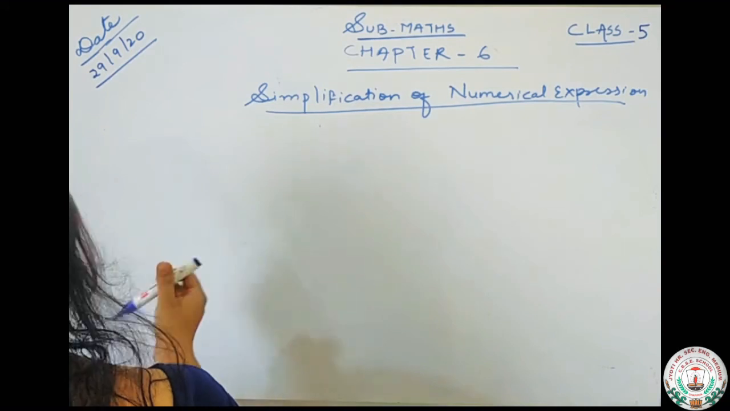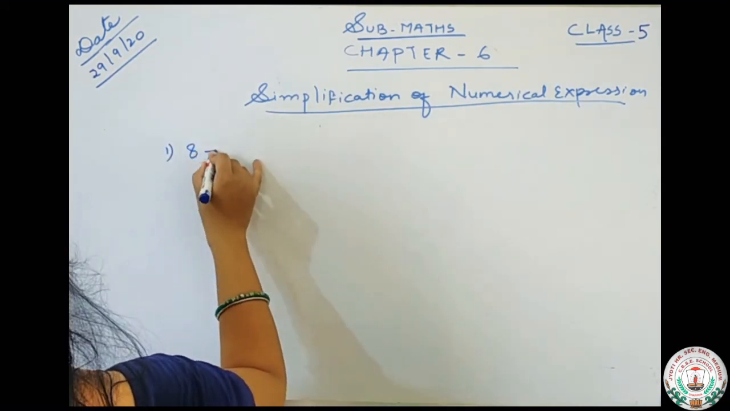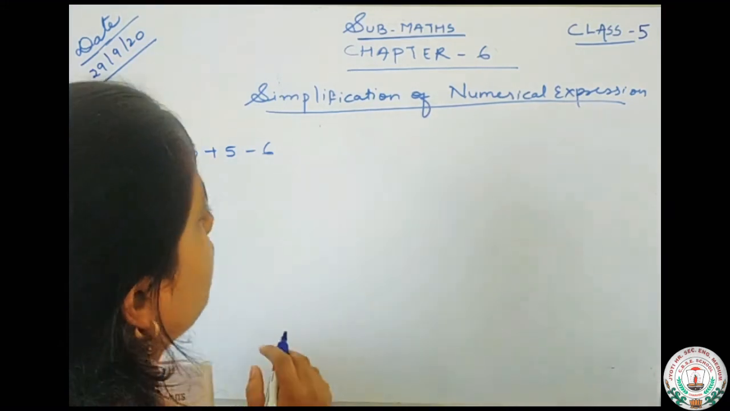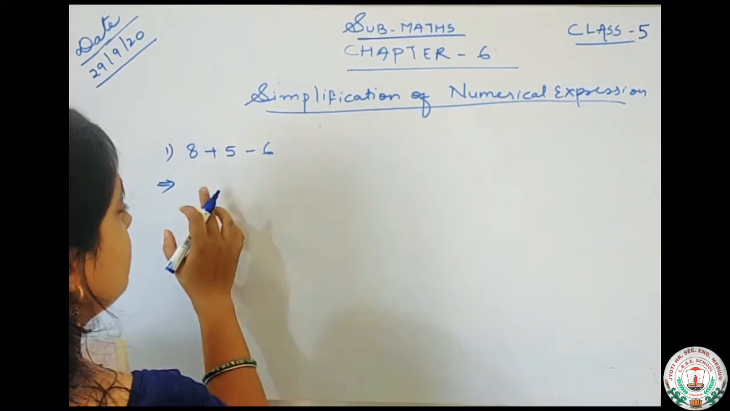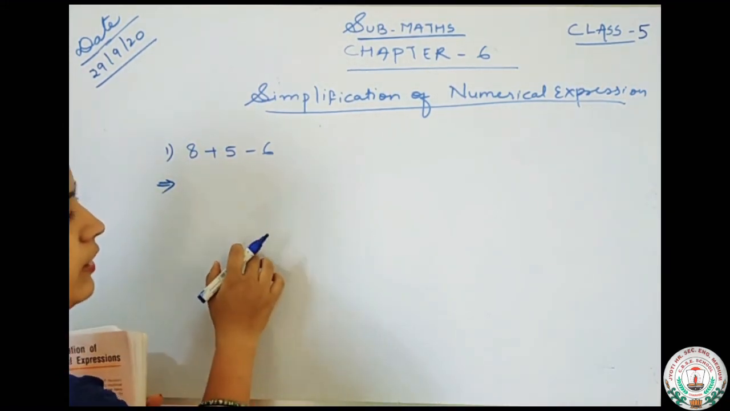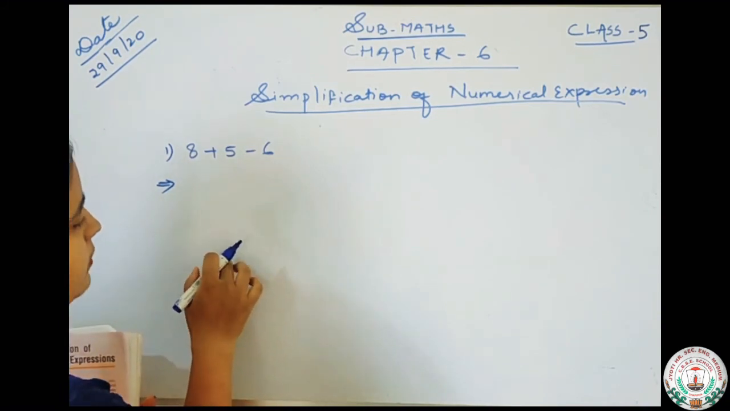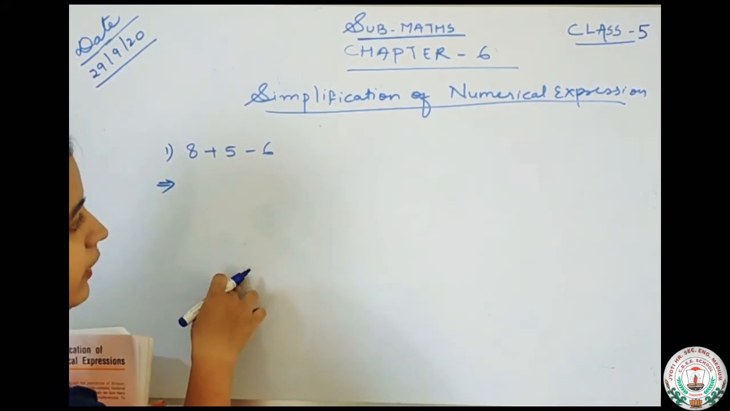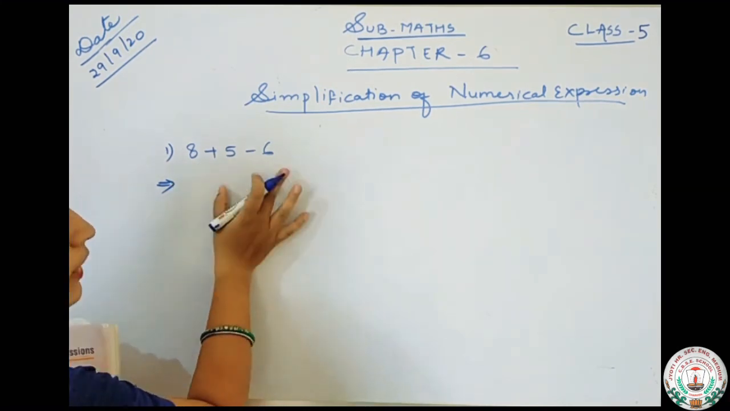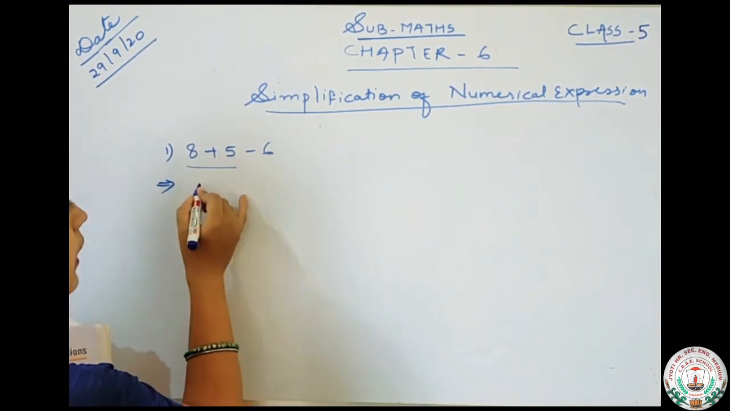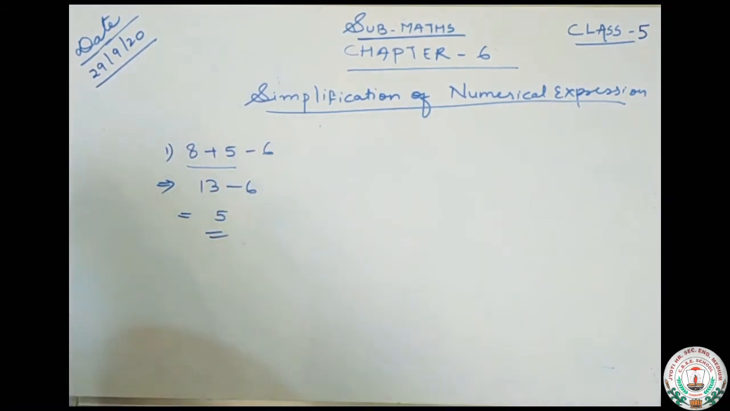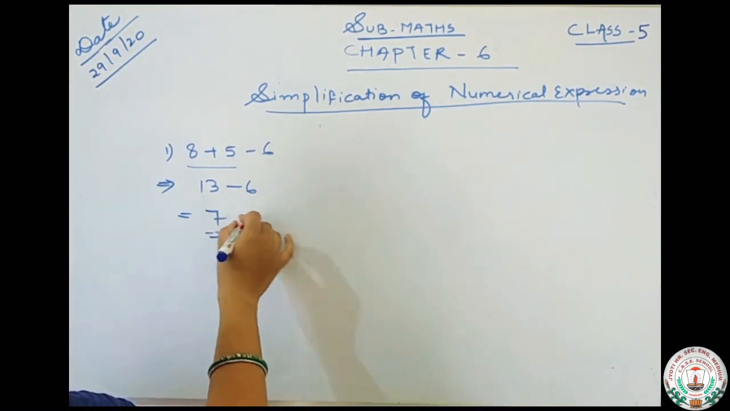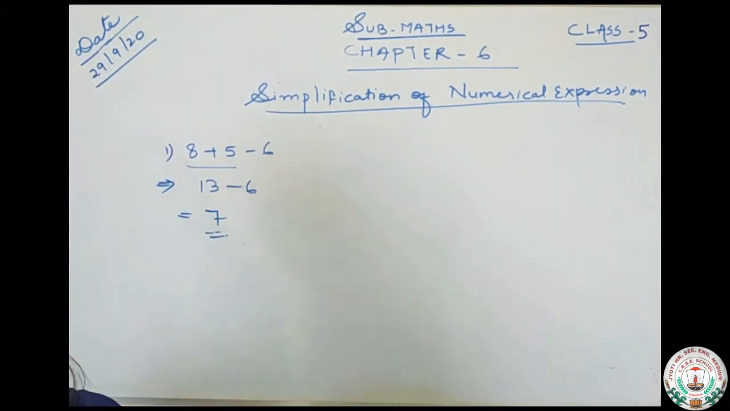Okay. For example, first, let's take a smaller example. 8 plus 5 minus 6. So here both the operations are given. Okay. First, what is the rule of BODMAS? Divide, multiply, BODMAS: divide, multiply, addition and subtraction. So here division and multiplication are not given, so you will add first. 8 plus 5, 13, then we will subtract. 13 minus 6 is 7. Okay. Like this you have to solve. This was a simple expression. Okay.